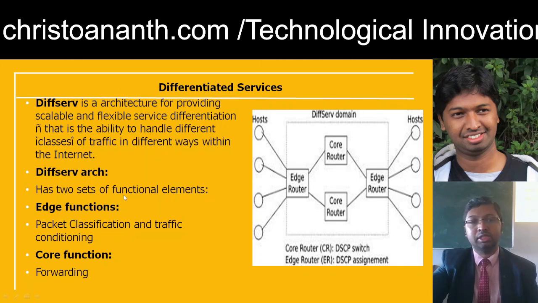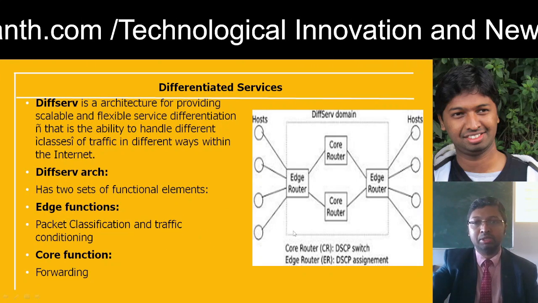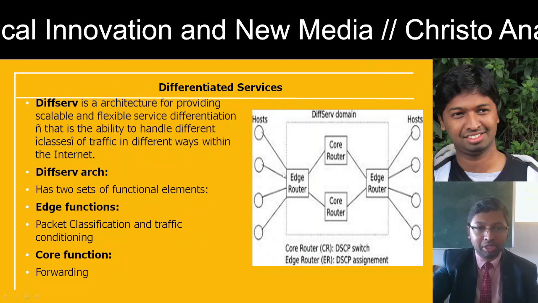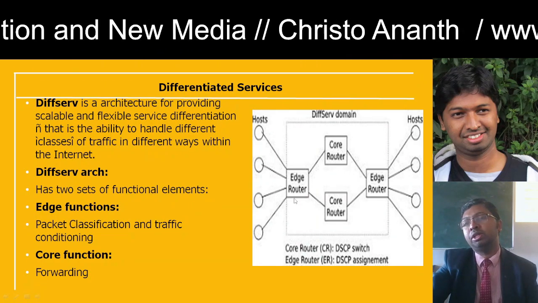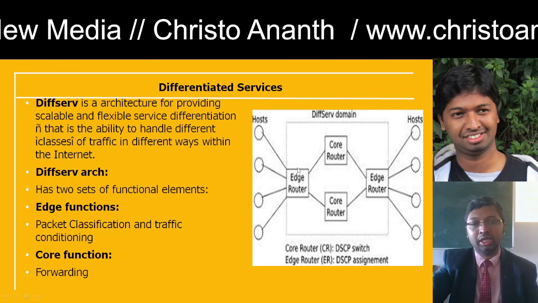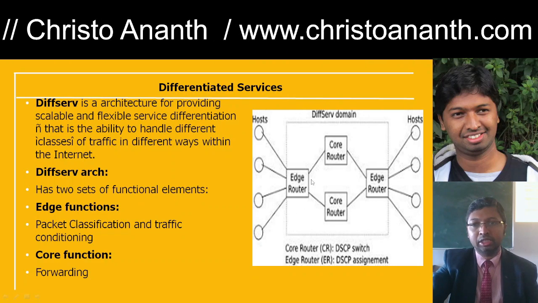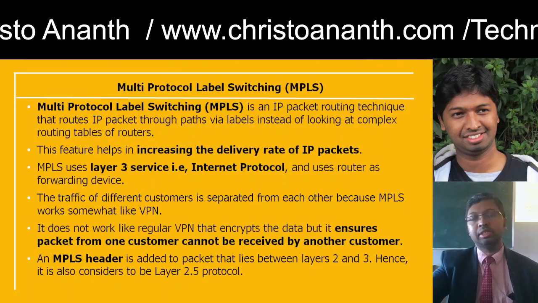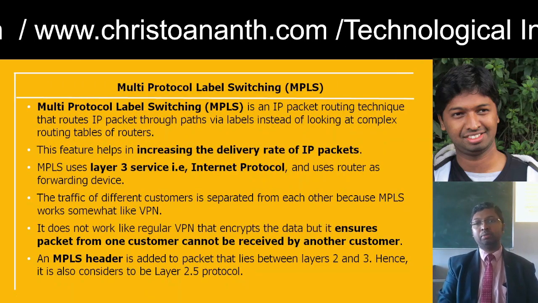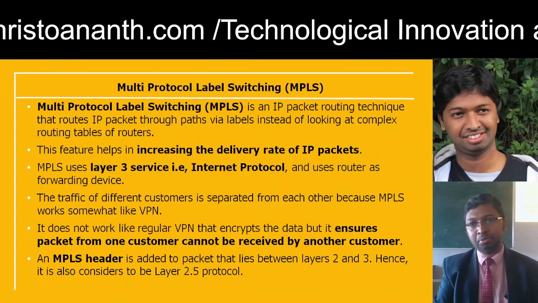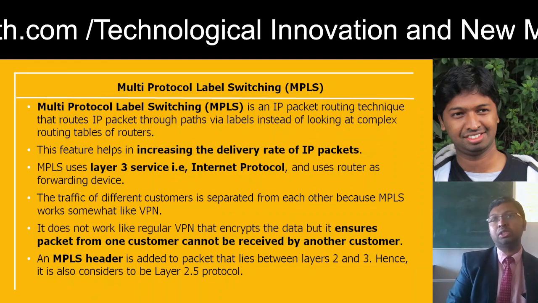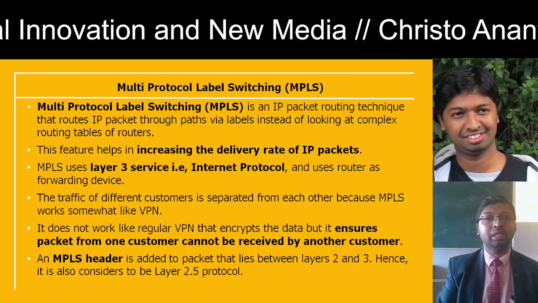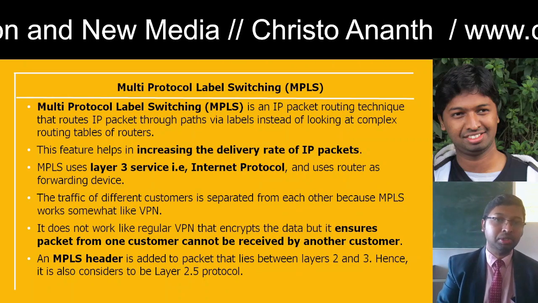The differentiated services architecture has some functional elements. Here you can see the edge routers and the edge functions associated with them. Here you do the edge classification and then traffic conditioning, and the core function is just used to forward. This is MPLS, multi-protocol label switching. It is an internet protocol packet routing technique which routes the IP packet through paths across labels instead of looking at a complex routing table of routers.